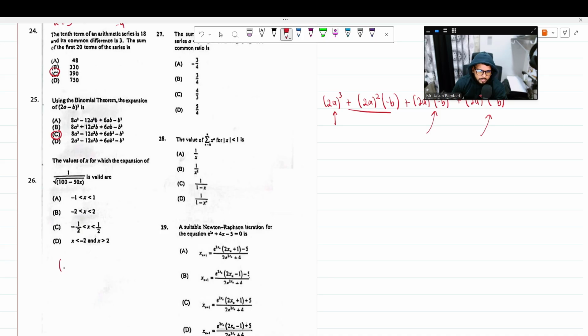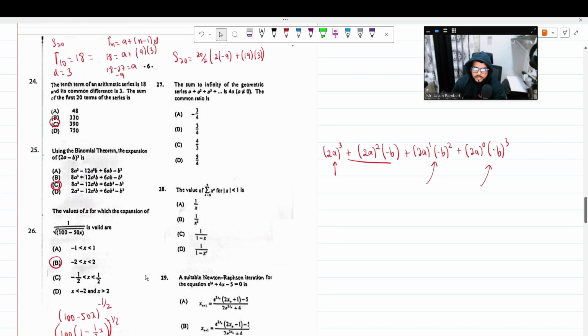So I'm going to get 100 minus 50x to the minus a half. I want to get this to be 1, so I'll factor out the 100 into 1 minus a half x to the minus a half, this whole thing. So this is going to be between minus 1 is less than minus a half x is less than 1. Multiply everywhere by minus 2. 2 is greater than x is greater than minus 2. Flip it around with the signs, the answer is B.